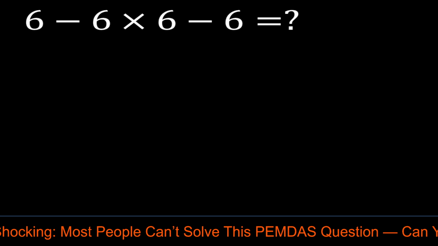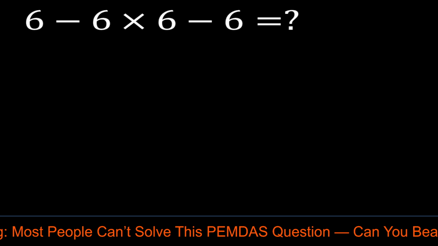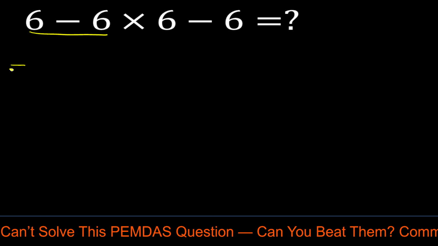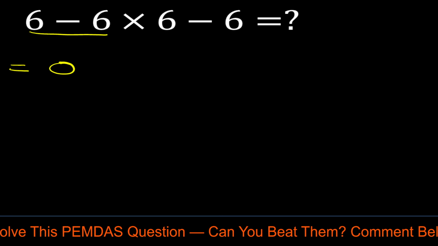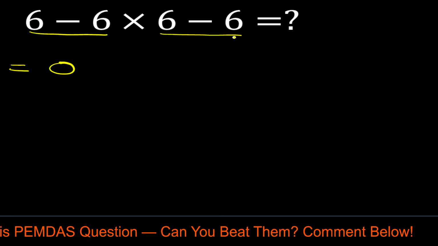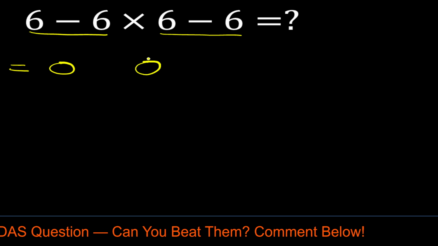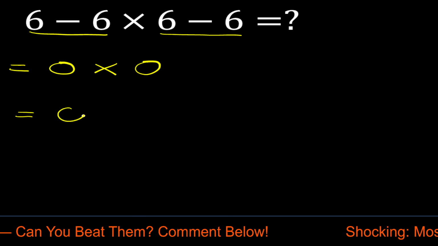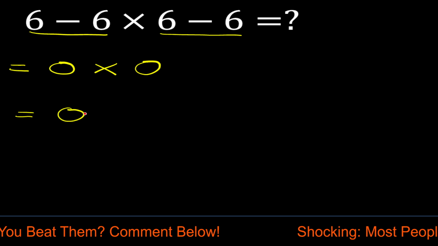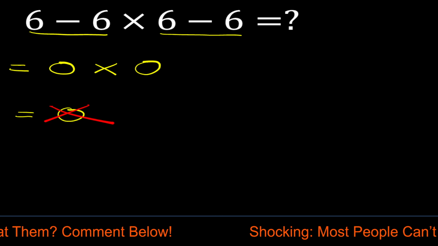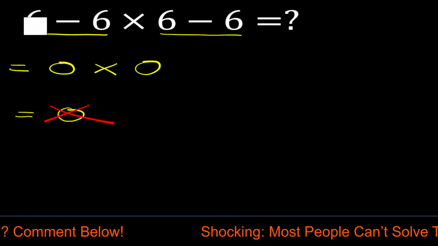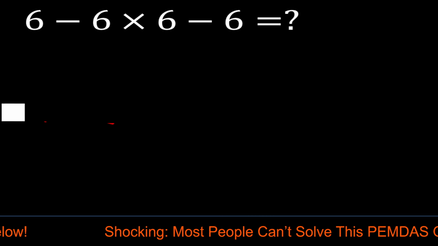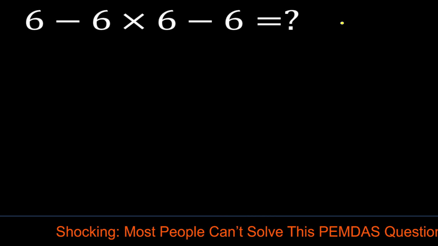So most people solve this question like 6 minus 6 is equal to 0, right? Then again 6 minus 6 is equal to also 0. Now 0 times 0 is equal to 0, right? But this answer is not correct. This answer is completely wrong. So now let's solve this problem correctly by using the PEMDAS rule, right?